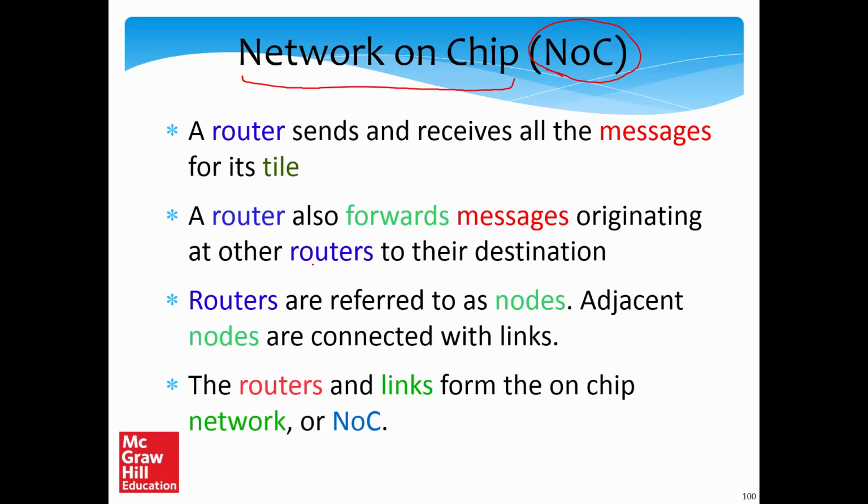In addition, the router participates in almost all activities of the network. It forwards messages originating at other routers to their destination. So multiple routers are connected, like this. If a message is going from here to here, this router will take the message from here and again send it to this router over here. In typical NOC terminology, routers are referred to as nodes, and adjacent nodes are connected with links. Links are network links, essentially copper wires. So the routers and links form the on-chip network, or the network on chip, called an NOC.